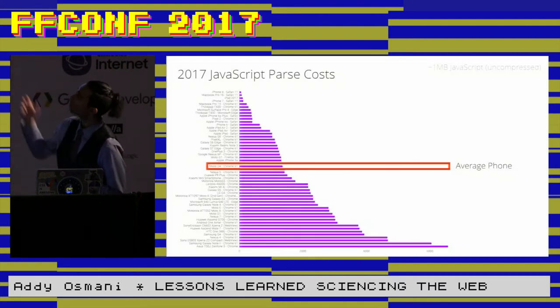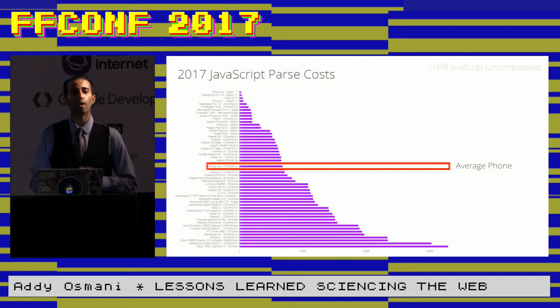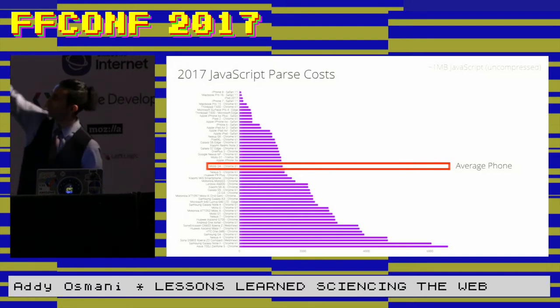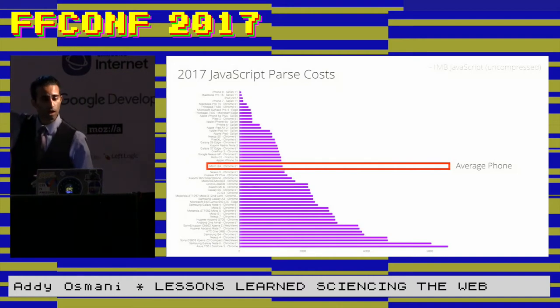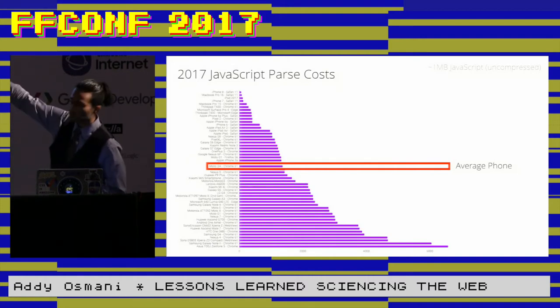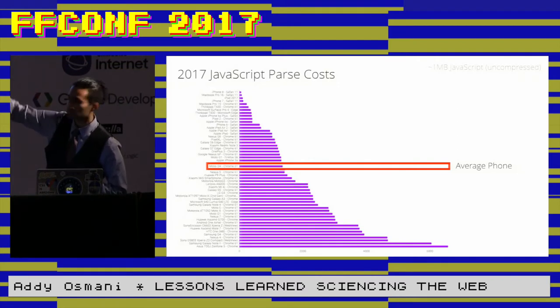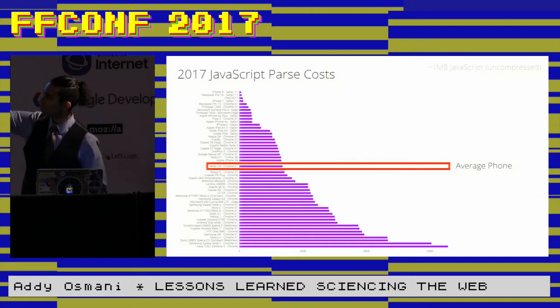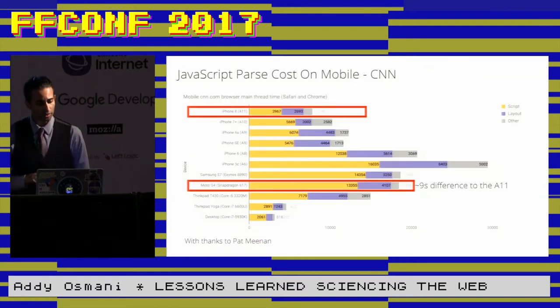In fact, here are the 2017 costs of parsing JavaScript across a wide range of popular devices. At the very top, we can see all the high-end devices. So you've got your iPhone 8s and your Pixel 2s, et cetera. The mid-range is where a lot of our users end up being. This is something like the Moto G4. This takes a lot longer to parse code on. This is, by the way, for a megabyte of JavaScript. And then, as we go lower end and lower end, this phase takes a lot longer.